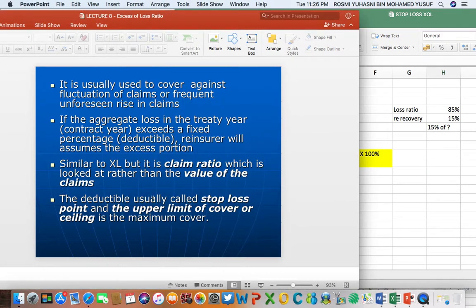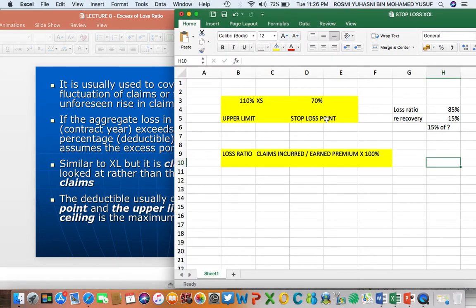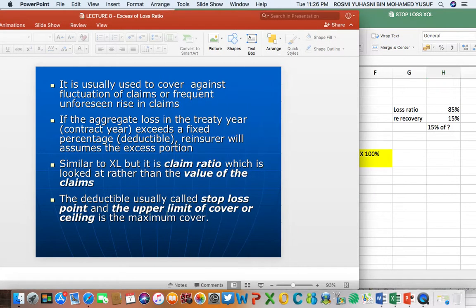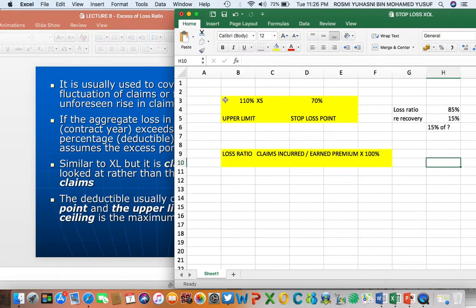So the deductible is called the stop loss point. This is the deductible. And the upper limit of cover, or the ceiling, is the maximum cover. So this is the maximum cover provided by the reinsurer.